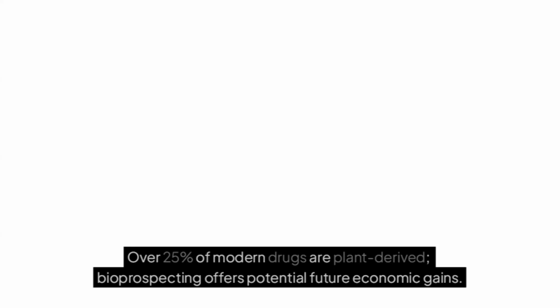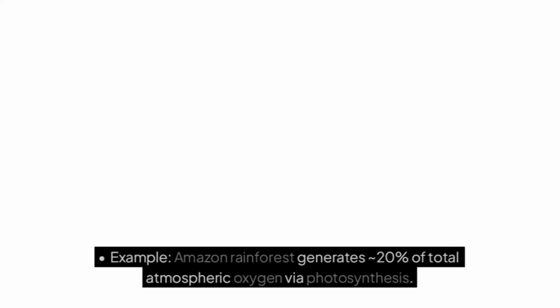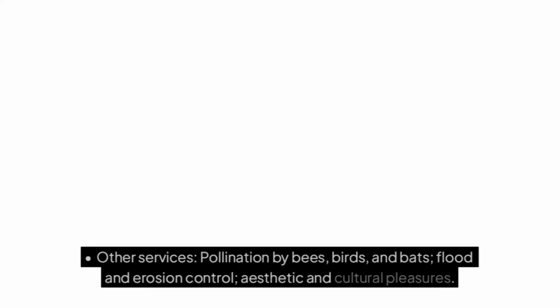2. Broadly utilitarian. Indirect ecosystem services provided by nature. Example: Amazon rainforest generates approximately 20% of total atmospheric oxygen via photosynthesis. Other services: pollination by bees, birds, and bats, flood and erosion control, aesthetic and cultural pleasures.